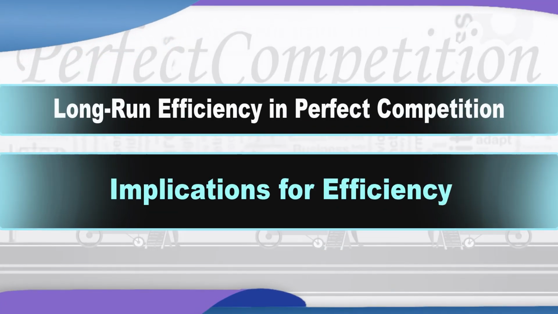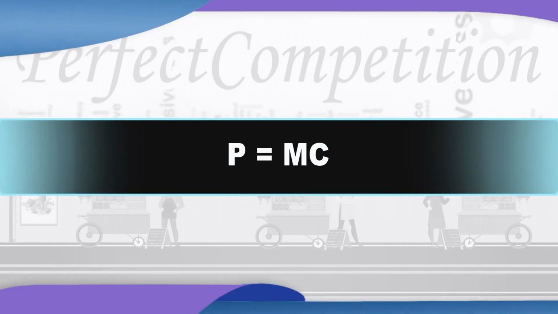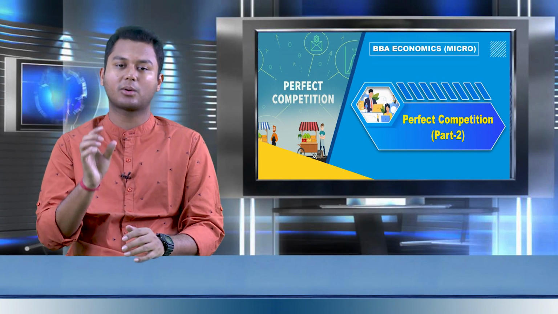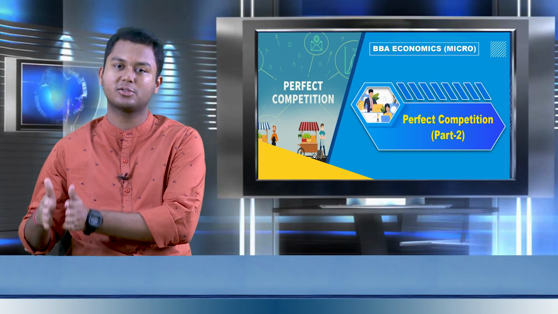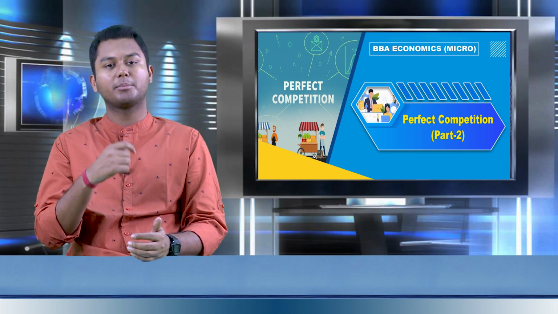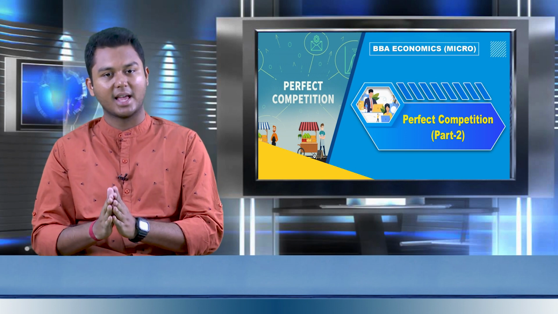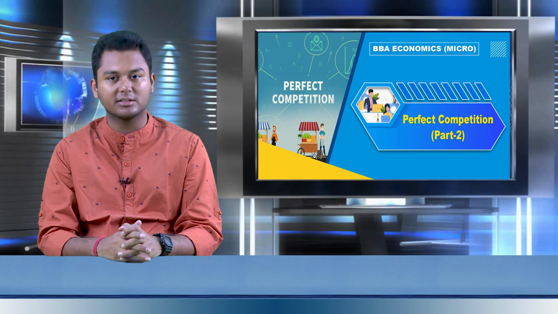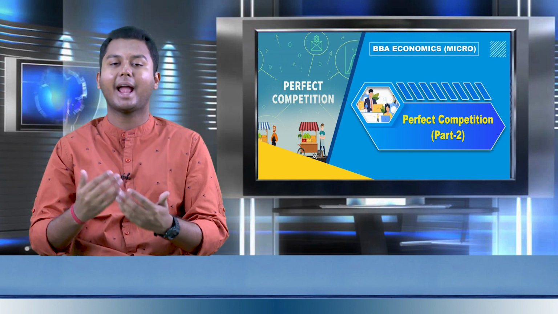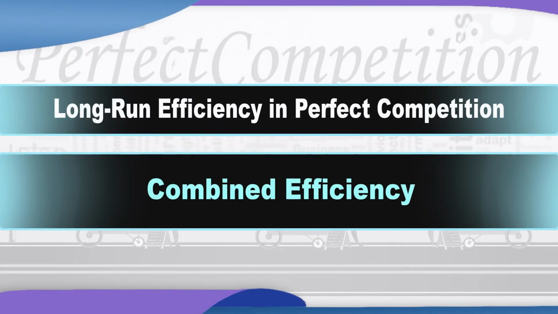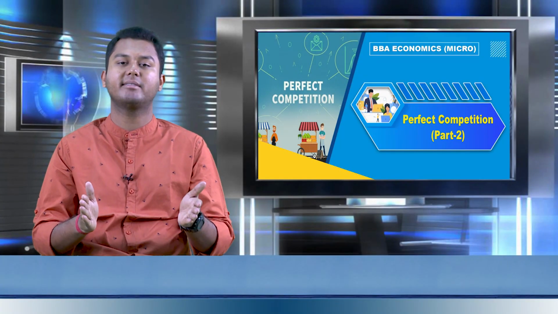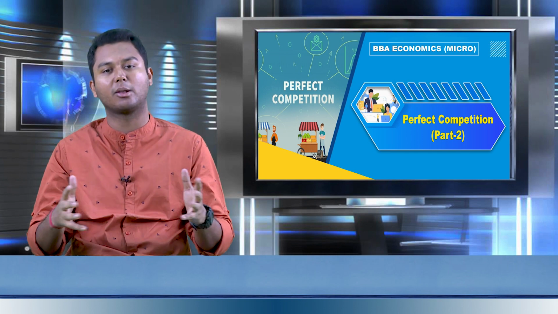If we look at the implications of efficiency overall, then allocative efficiency says since price is equal to marginal cost, the market produces the quantity of goods that maximizes society's welfare, reflecting consumers' preferences. Whereas productive efficiency says since firms produce at the minimum point of their average cost curves, resources are used in the most cost effective manner, maximizing output and minimizing costs. If we talk about combined efficiency, then in perfect competition both allocative and productive efficiency are achieved simultaneously in the long run.